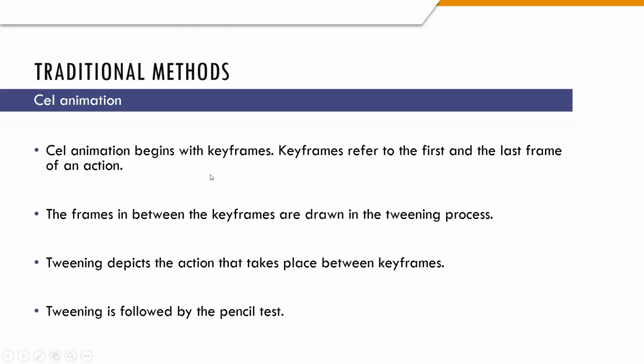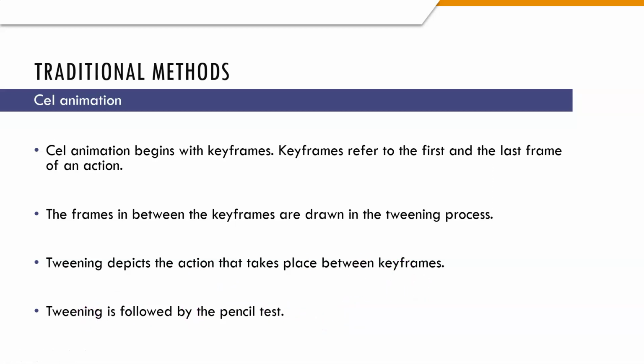For example, you want to bounce a ball. What is the first frame that you want to draw? Maybe you want to throw the ball, or the ball is on the top. After that, the last frame, where is the ball? That is what we call the keyframes. The frames in between the keyframes, the first and the last, are drawn in the tweening process. The tweening process depicts the action that takes place between keyframes. It is followed by the pencil test.